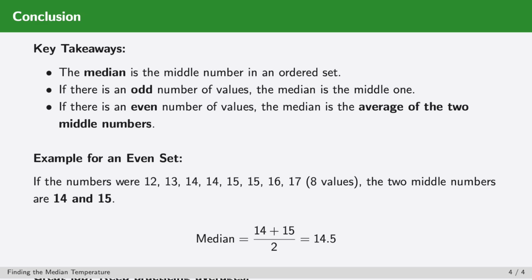to find the average. For example, if we had 8 temperatures, 12, 13, 14, 14, 15, 16 and 17, the 2 middle numbers would be 14 and 15. Adding them together gives 29, and dividing by 2 gives a median of 14.5 degrees Celsius. That's it. You've just mastered median calculations. Keep practicing, and soon you'll be a pro at finding averages.